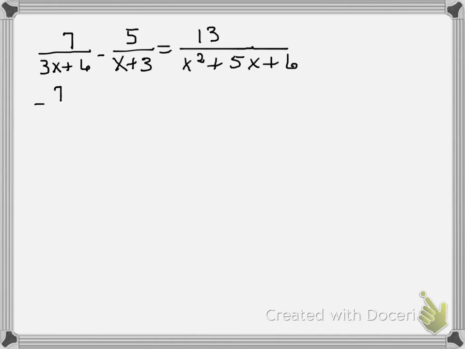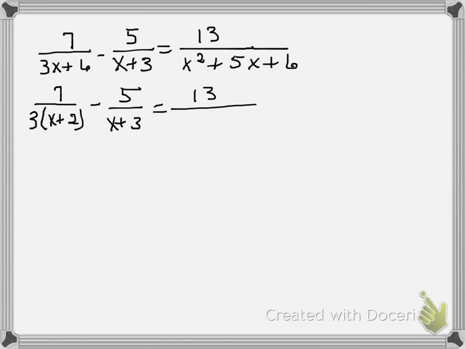So we have 7 divided by, we can factor out 3, so it'll be 3 times x plus 2, minus 5 divided by x plus 3 equals 13 divided by, now this trinomial, we'll need to FOIL it. We know the first terms will both have x's, and then we need two numbers that multiply to be 6 and add to be 5. So that would be plus 2 and plus 3.